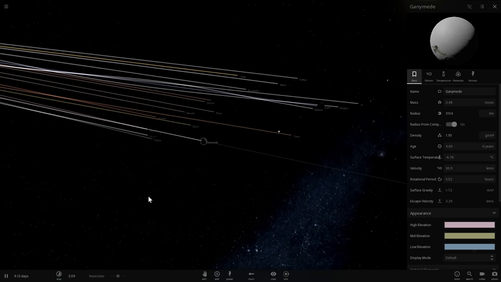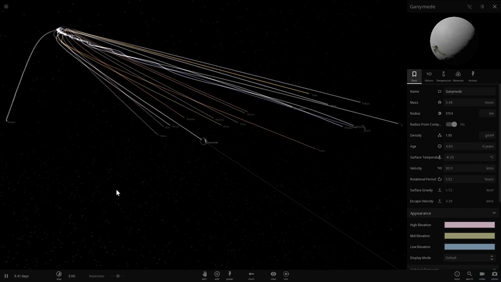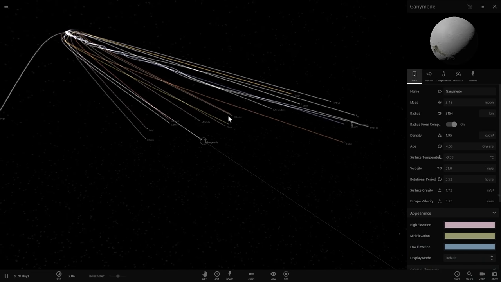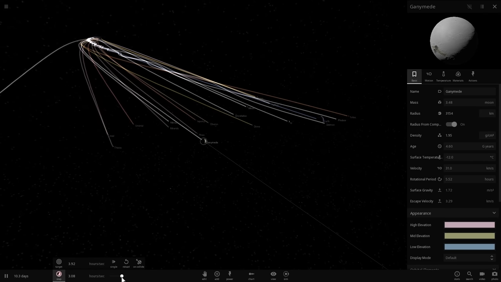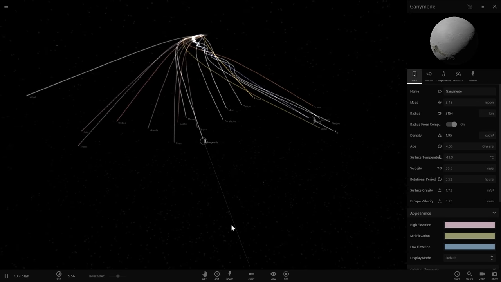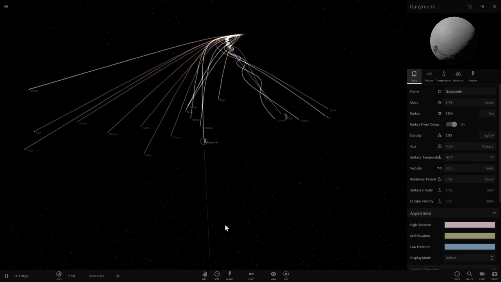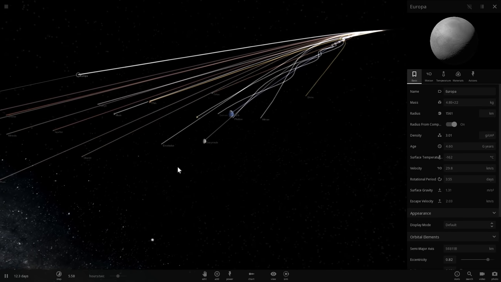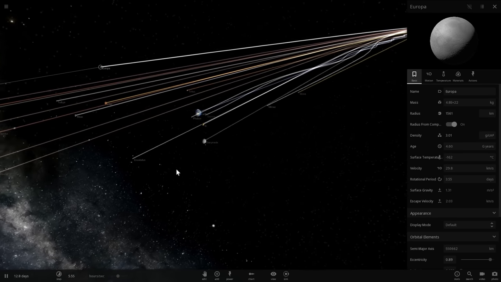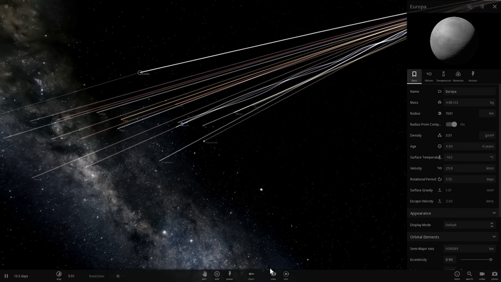And interestingly, even though I placed them in orbit around Earth, it looks like most of these moons assumed their own orbits. They're not even orbiting around Earth anymore. You can kind of see that they're actually sort of flying away from us slowly, at least Europa is. And some of them are kind of orbiting, but not in a very stable orbit.